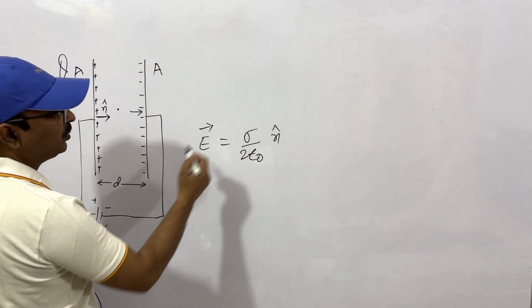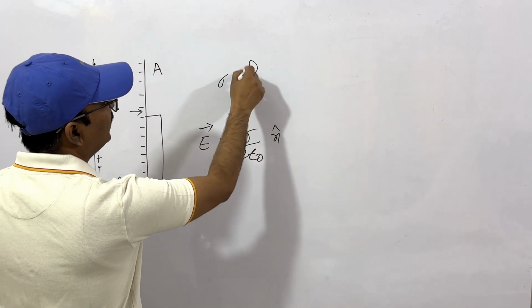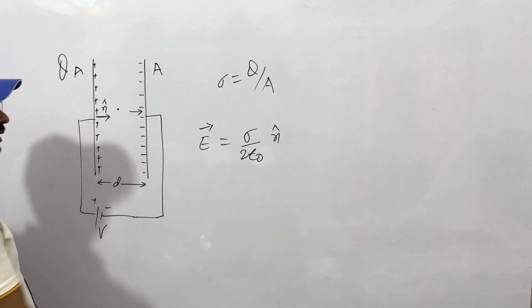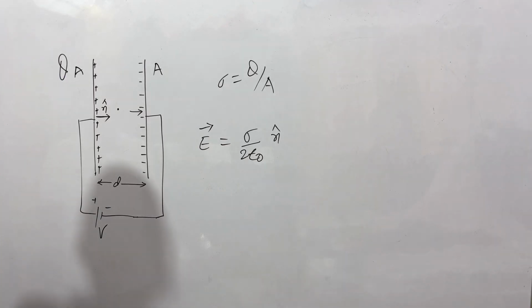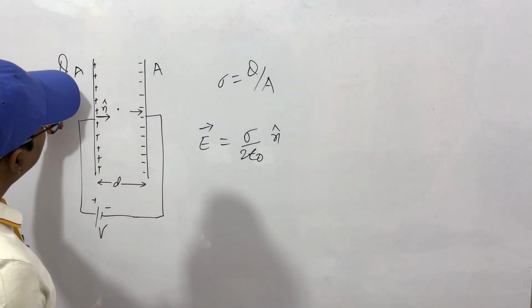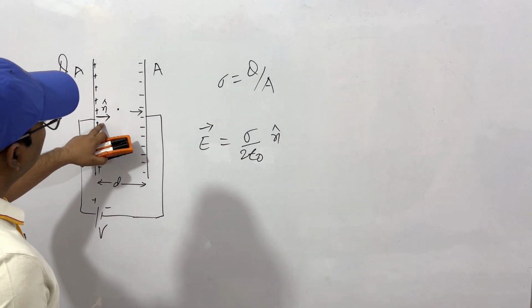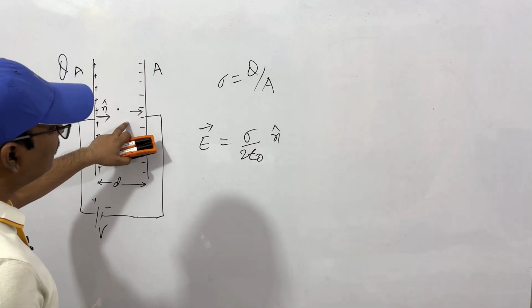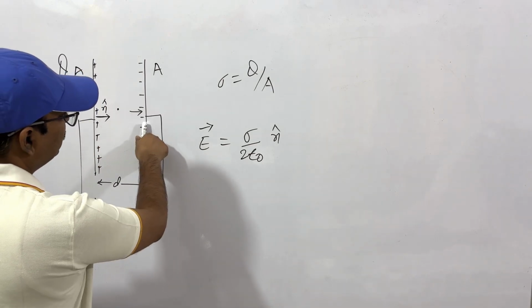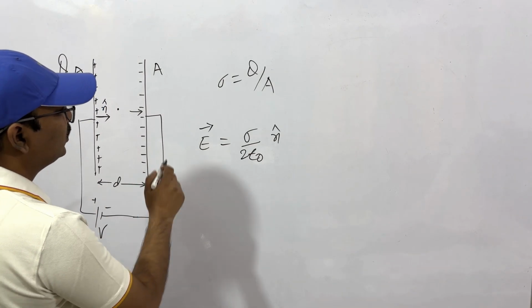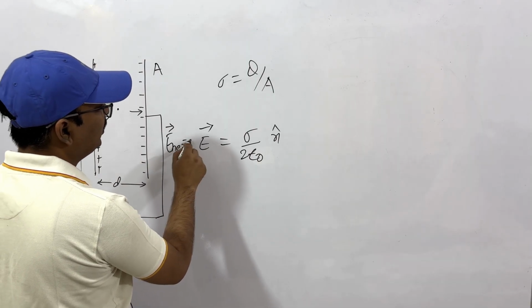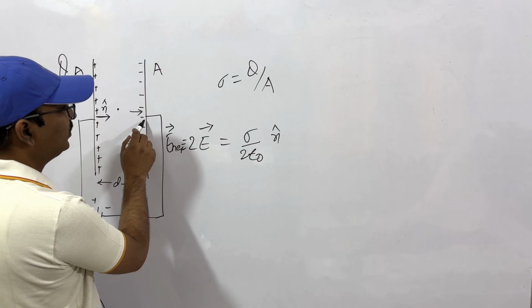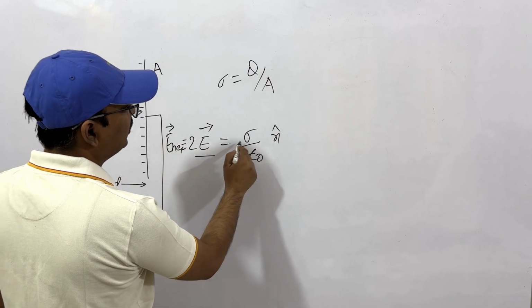E will be sigma by 2 epsilon 0, where sigma is Q by A, the surface charge density, and epsilon 0 is the permittivity of free space or vacuum. Now, the electric field due to the other plate will similarly be in this direction only, because this is negative, so from positive to negative, this will also be E. So the net electric field at any point will be twice E, E due to this plus E due to this.